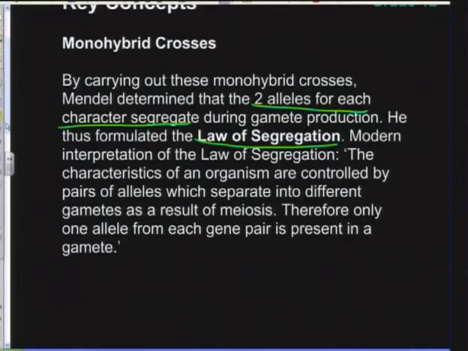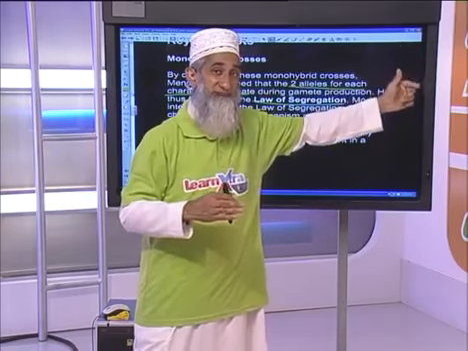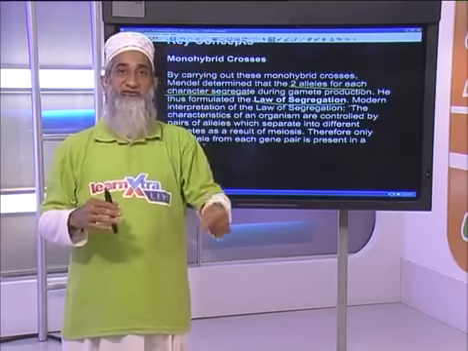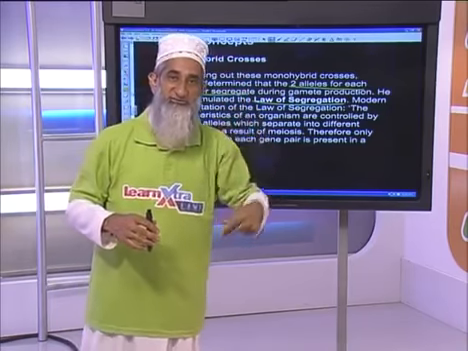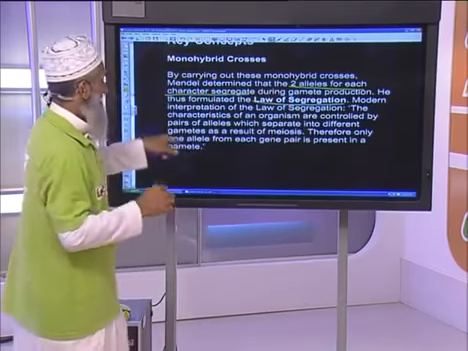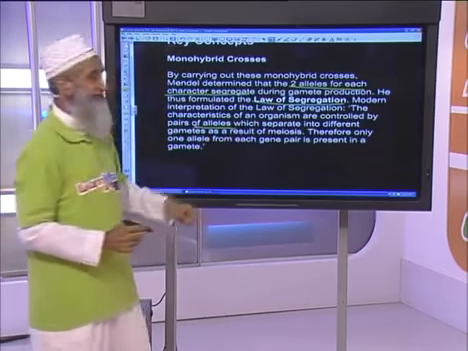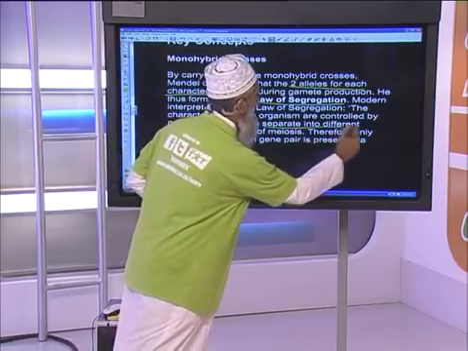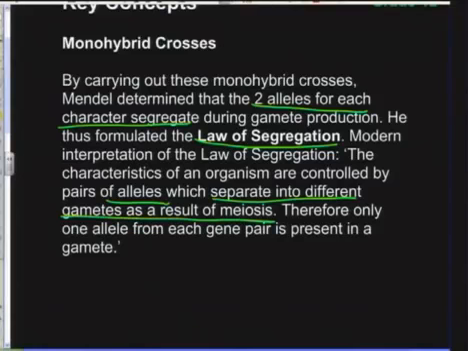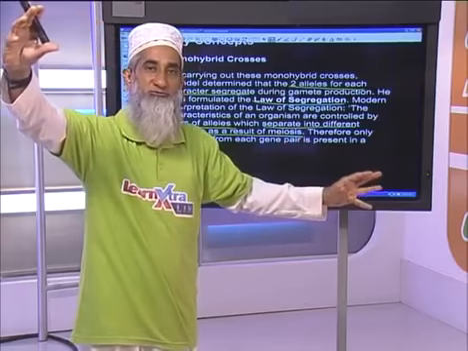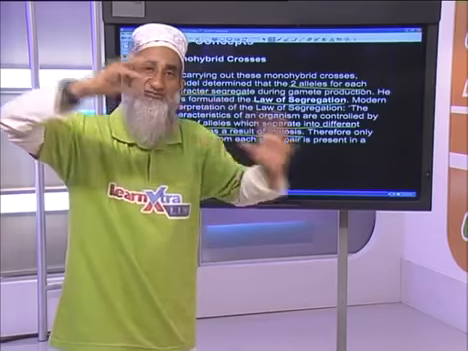The modern interpretation of the law of segregation says, remember, Mendel said the two factors segregate. What do we say now after we've learned? The characteristics of an organism are controlled by a pair of alleles. We already spoke about this in DNA, that for every characteristic, there is a pair of genes. These pair of genes are called alleles, okay? And these alleles separate into different gametes as a result of meiosis. Remember, in anaphase 1, the chromosomes move to opposite poles. In anaphase 2, the chromatids move to opposite poles.